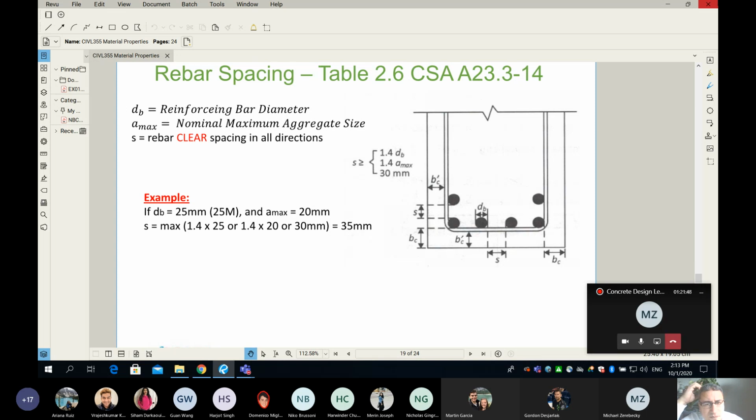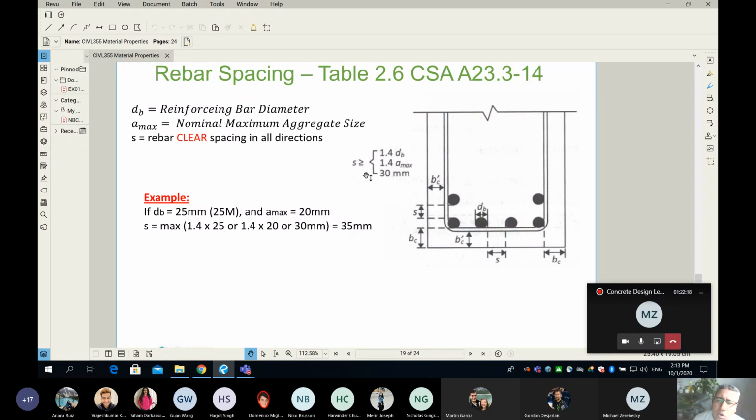Anyway, next. How do I find the minimum spacing between the rebar? And I was clear, I said in all directions. You can see in my cross section there is a spacing between the bars in one layer or one row, and also there is a spacing between rebar vertically here. So when we say the spacing, it means all around your rebar.